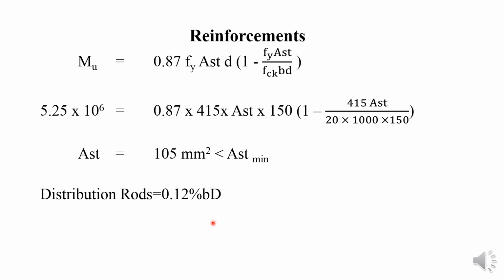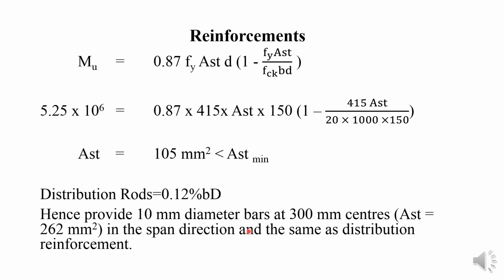For the distribution rod, normally we have to provide 0.12 percent of b into d. So provide a 10 mm diameter bar at 300 mm center to center. For a 10 mm diameter bar, our Ast value is equal to 262 mm square. So in the span direction, that is the main direction, as well as in the distribution direction, we have to provide 10 mm at 300 mm center to center.